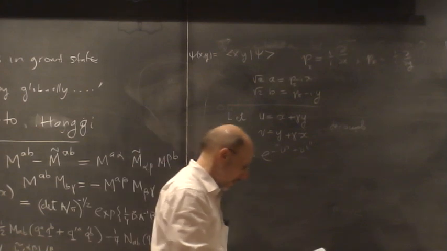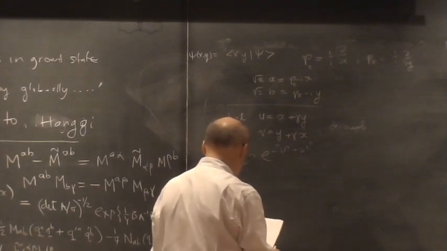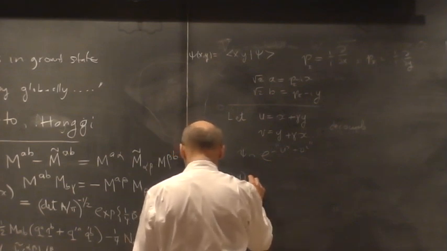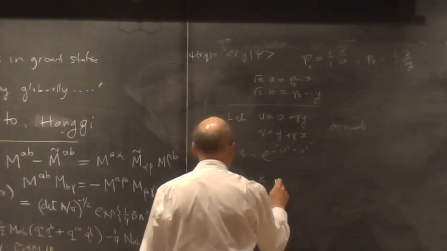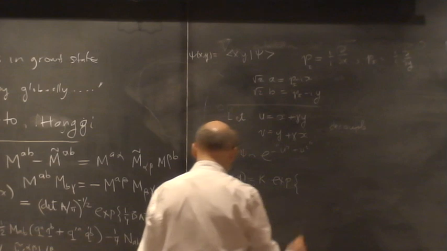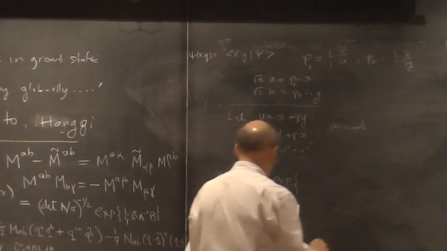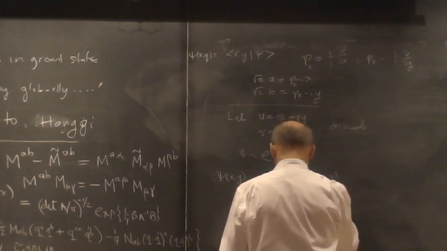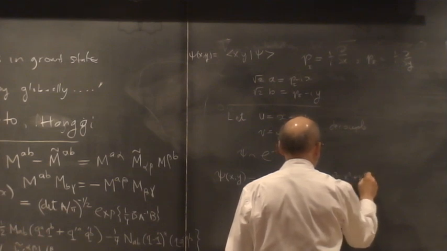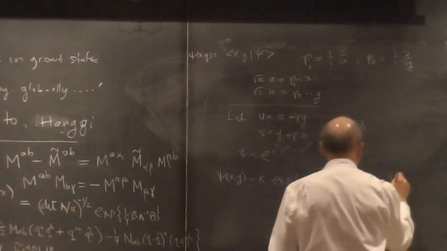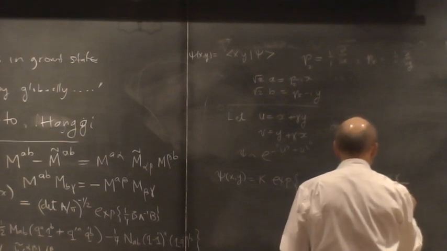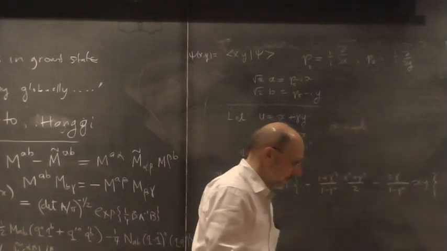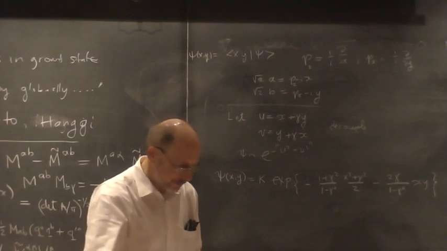And so I'll tell you what the answer is. If you go through that little exercise, you get psi of x and y is equal to some normalization, which as usual I call k, but usually we won't bother with it. So it's equal to 1 plus gamma squared over 1 minus gamma squared, times x squared plus y squared over 2, minus 2 gamma over 1 minus gamma squared times xy. That's what comes out if you go through those steps.